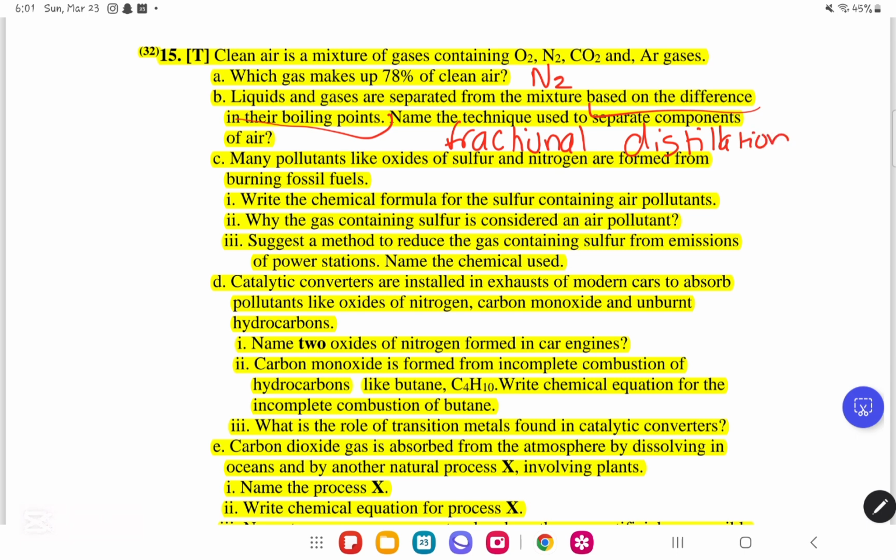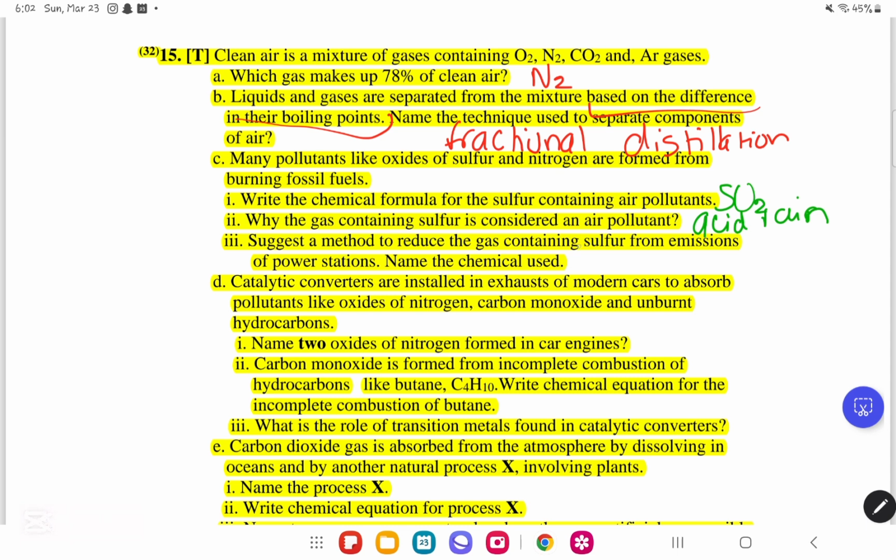Part C. Many pollutants like oxides of sulfur and nitrogen are formed from burning fossil fuels. Okay. Write the chemical formula for sulfur containing air pollutants. It's usually SO2. Okay. They told us why the gas containing sulfur is considered an air pollutant, because it will form acid rain. Of course, write it in full sentences. I'm just writing the key terms. So it will form acid rain. Suggest a method to reduce the gas containing sulfur from emissions of power stations.